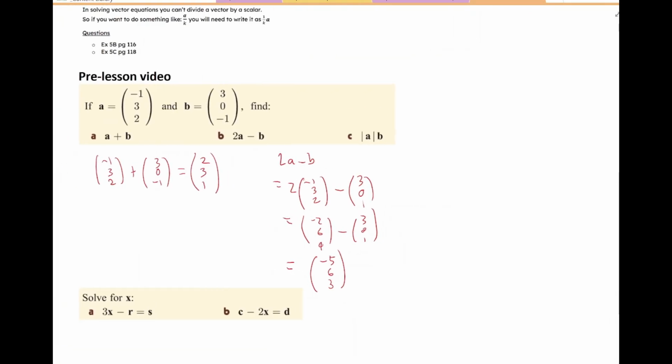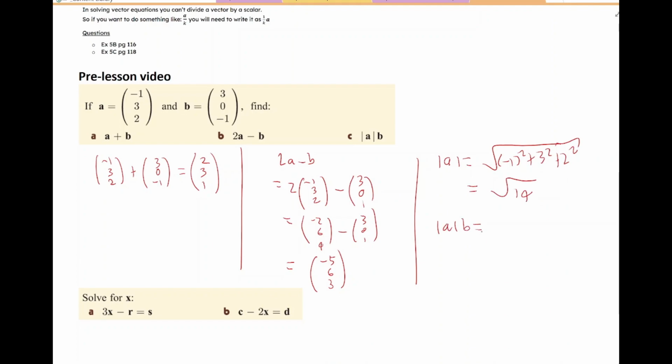Alright, then we got mod a with b. So mod a is sort of like the length of a. So mod a is going to be the square root of -1 squared plus 3 squared plus 2 squared, which is going to be root 14. So mod a with b is going to be 3 root 14, 0, and minus root 14, once I factor that in.